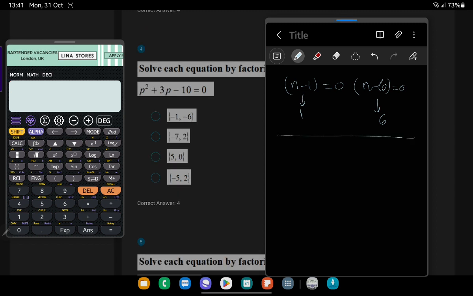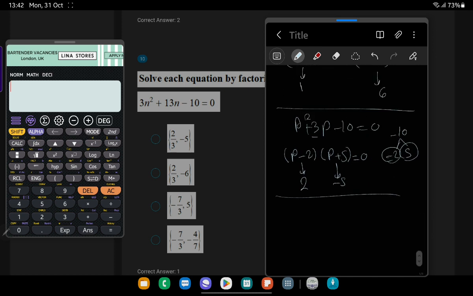Here in example number 4, the quadratic equation is not factored, and I need you to factor first then solve. So it's b squared plus 3b minus 10 equals 0. When you want to factor this, you take the negative 10. It's negative 2 times 5, because negative 2 and 5 will give you 3. So we have b minus 2 in one bracket, b plus 5 in the second bracket equals 0. This bracket will give you positive 2 and this will give you negative 5.